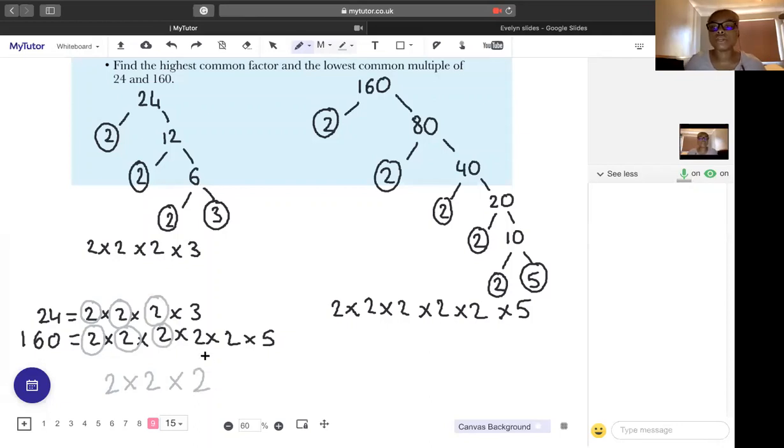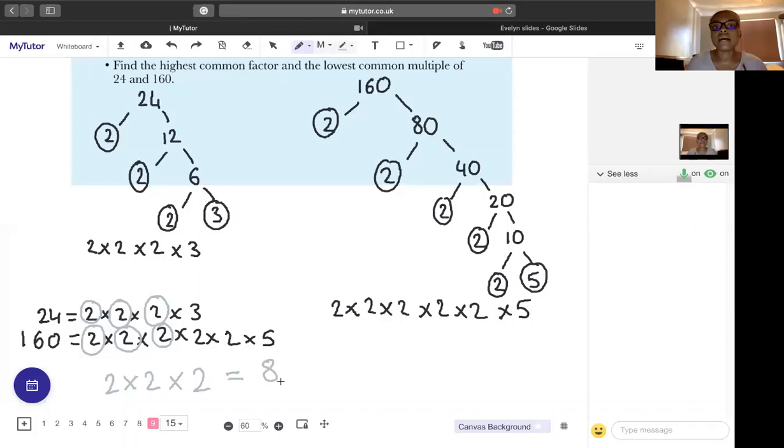Now there's no more 2s in 24. There's no more 2s that we haven't already circled, even though there are in 160. Because there's no more 2s, we can't write down any more 2s. And in fact, there's no more numbers which aren't circled which are common in both of them. So we are finished with the numbers that we need to use to calculate our highest common factor. All we need to do now is this calculation. 2 times 2 times 2. 2 times 2 is 4, times 2 is 8. So our highest common factor is 8.